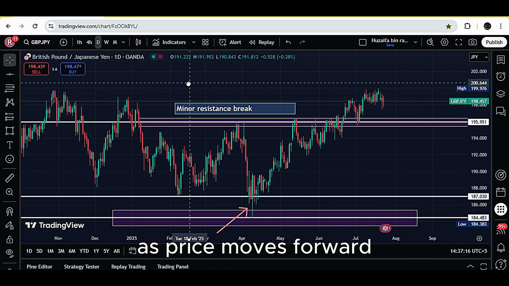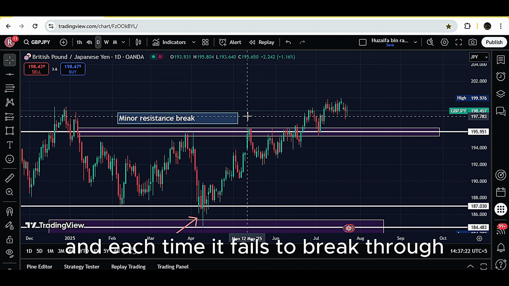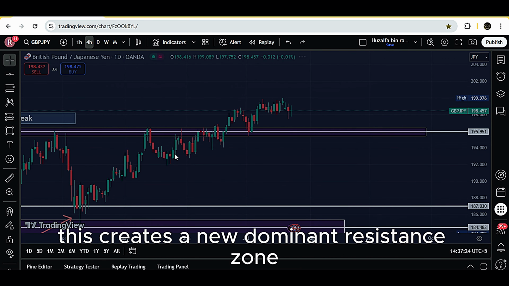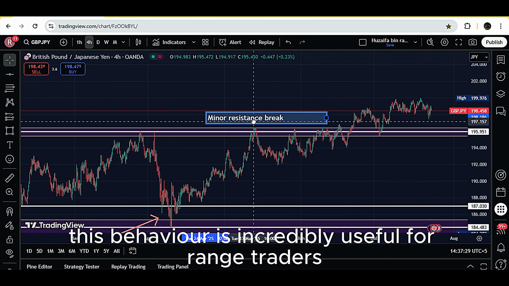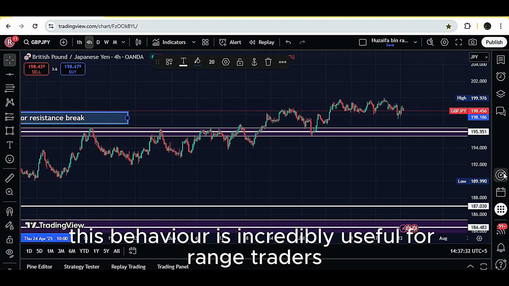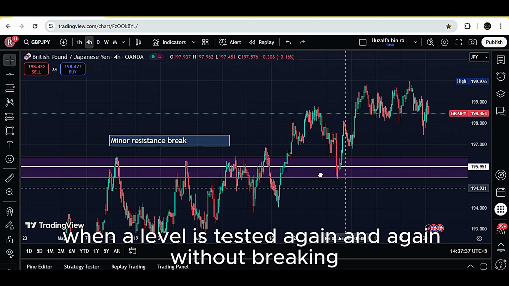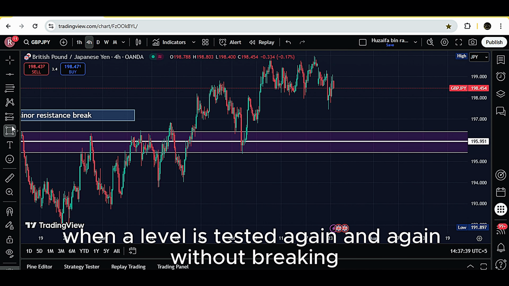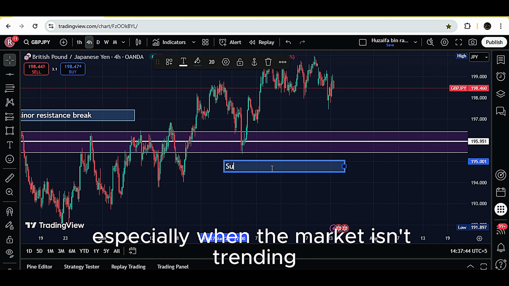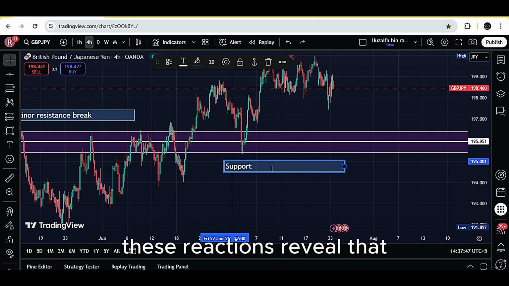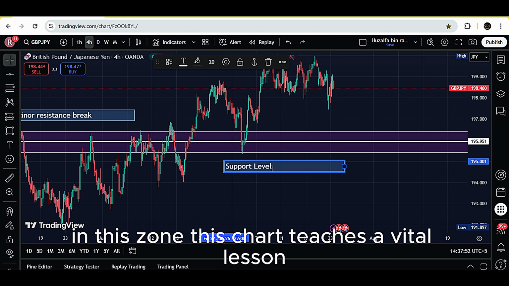As price moves forward, this flipped level gets tested several more times, and each time it fails to break through. This creates a new dominant resistance zone, confirmed by multiple rejections. This behavior is incredibly useful for range traders, swing traders, and even intraday scalpers. When a level is tested again and again without breaking, it strengthens the case for selling near resistance, especially when the market isn't trending. These reactions reveal that institutional players are likely placing large sell orders in this zone.